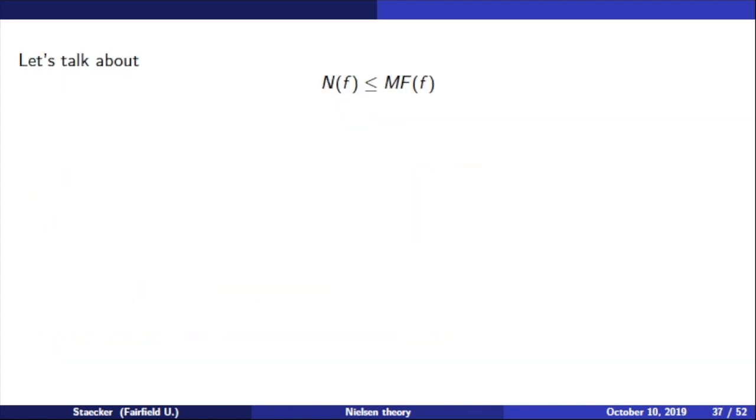All right. Thank you again for the question. So let's talk about this. The Nielsen number, I said before, is a lower bound. It's less than or equal to the minimum number of fixed points. What about when are they equal? The whole purpose of inventing the Nielsen number was to compute this minimum number. So it would be nice to say when they're actually equal to each other.